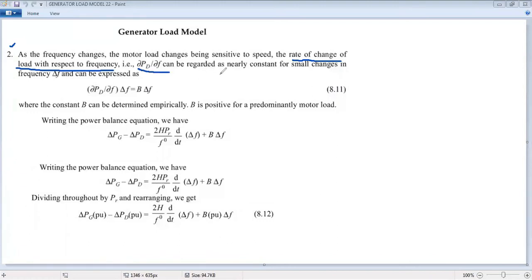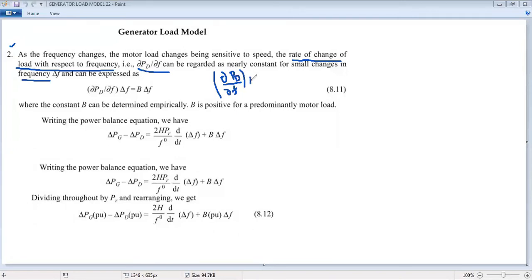If there is a change in the frequency, there will be a change in the load, because mostly the loads are motor loads. So if the frequency changes, then the load also changes. And he is saying that ∂PD/∂F can be regarded as nearly constant for small changes in the frequency. So it is a relation between the change in the frequency and the change in the load demand.